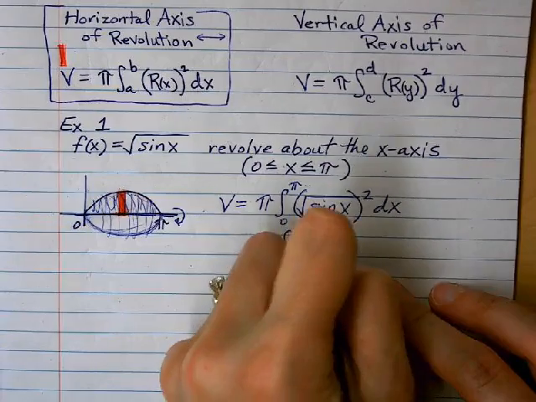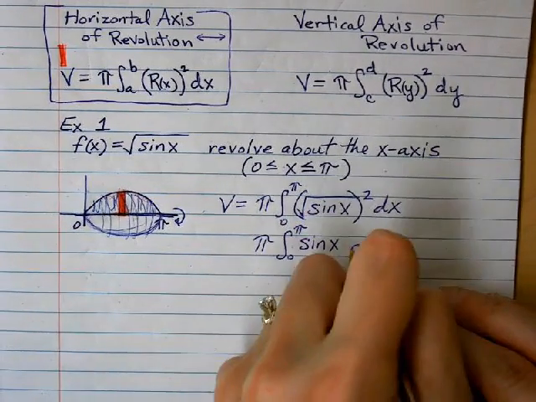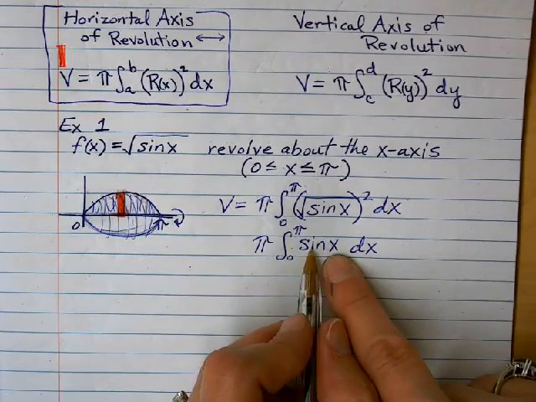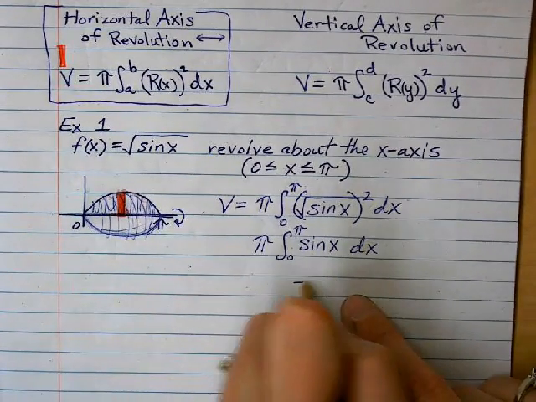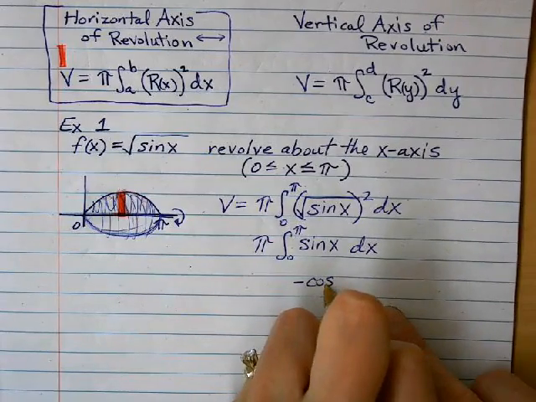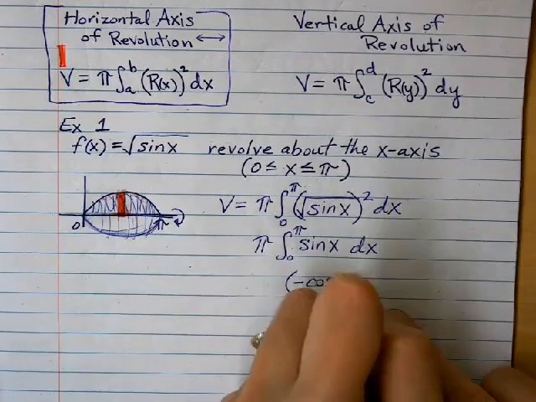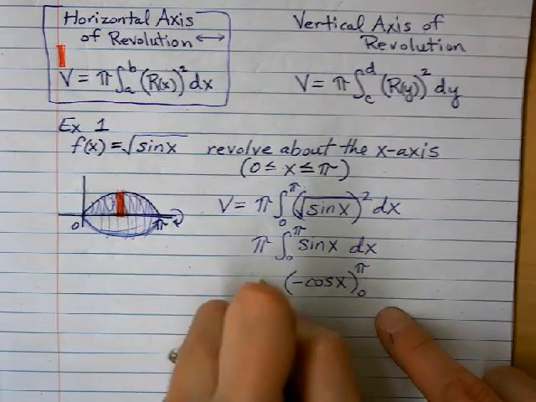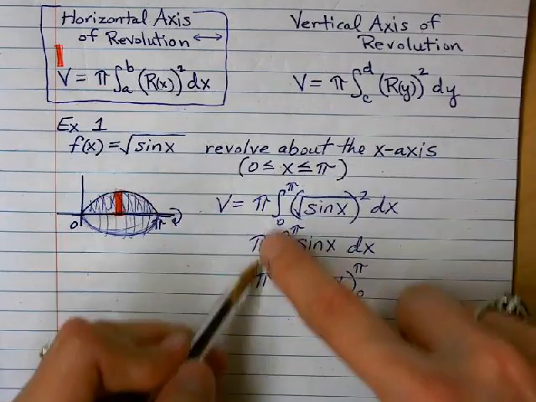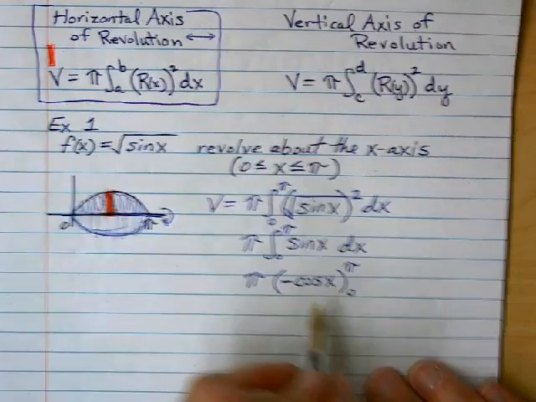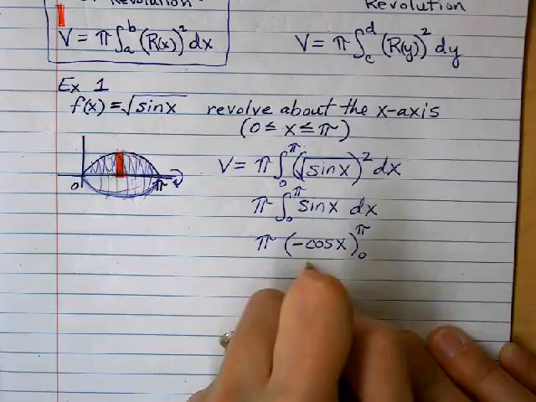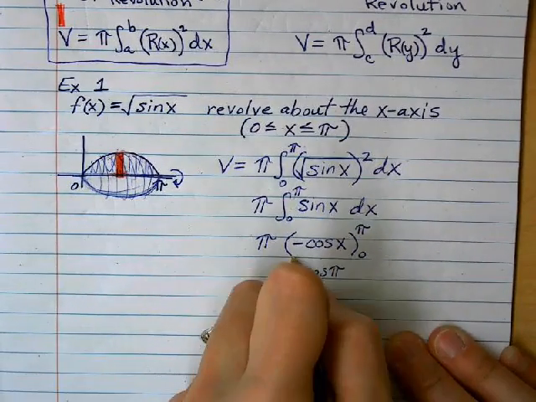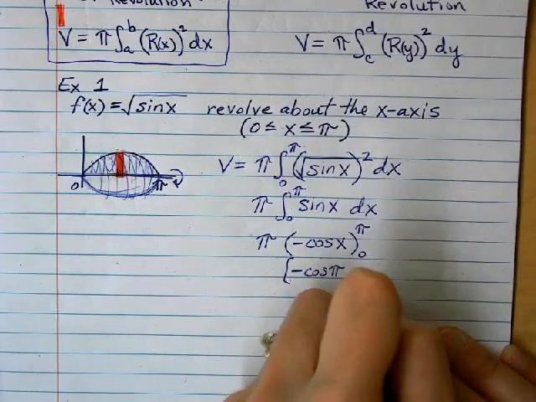Okay, now I'm going to have to integrate it. If you integrate sine, it's actually negative cosine. So now I have to evaluate that from 0 to pi. Don't forget this pi out front. Just keep bringing it along. Just keep bringing it down. So I'm going to have to plug in pi into here, negative cosine of pi minus negative cosine of 0.